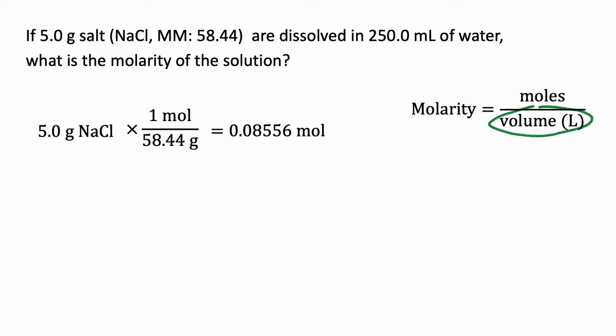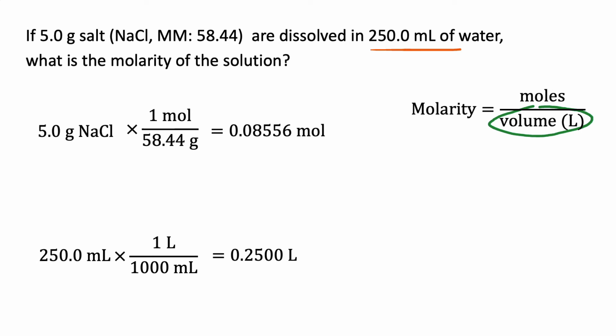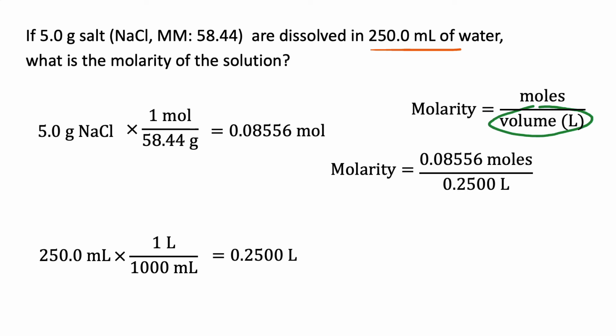The next thing we need for molarity is a volume. We are given a volume, but it's not given in liters, so we need to convert it. 250 milliliters, and here we use the equivalence of 1 liter is 1,000 milliliters to convert that amount to liters, and so that's 0.2500 liters. Now, our molarity is going to be the number of moles of solute divided by the number of liters, and this gives us this number, which of course has too many sig figs. We only have 2 sig figs from our 5.0 grams of salt. So we're going to report it as 0.34 molar.